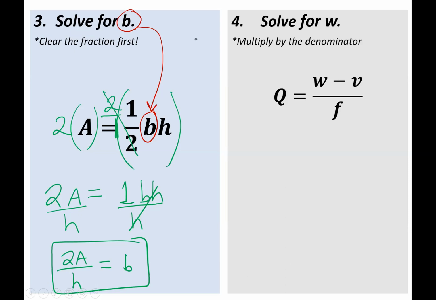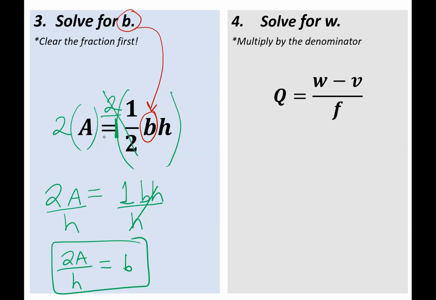All right, that was number 3. Let's look at number 4. Solve for w. The formula is q equals a fraction, where the numerator is w minus v and the denominator is f. And again, our directions are to solve for w.